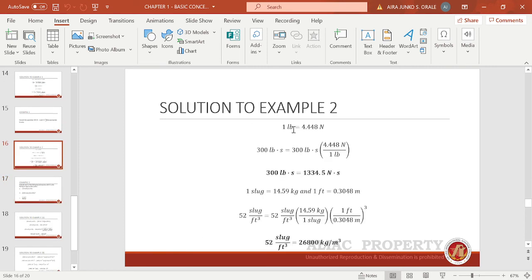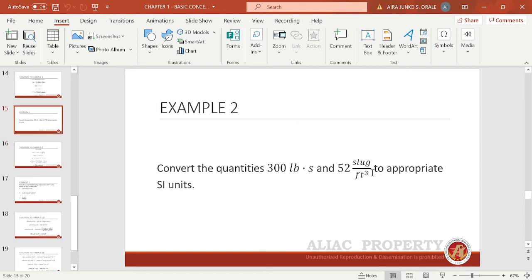Here, 1 pound is equal to 4.448 Newton. So pounds convert to Newton, because in SI unit the force is Newton. So 1 pound is equal to 4.448 Newton, so pounds will be cancelled. The remaining will be Newton second. So 300 pounds second is equal to 1334.5 Newton second.